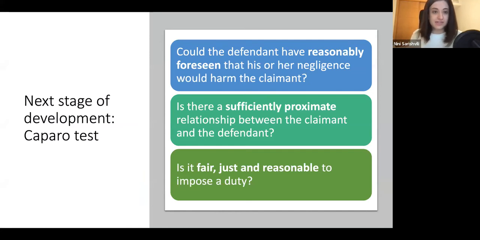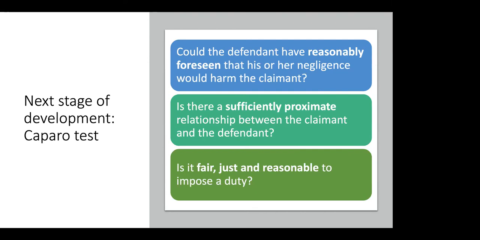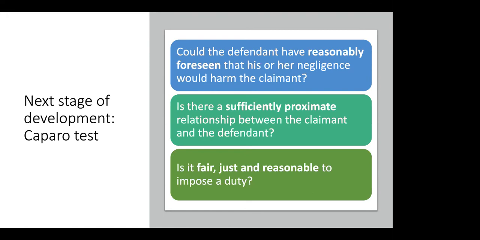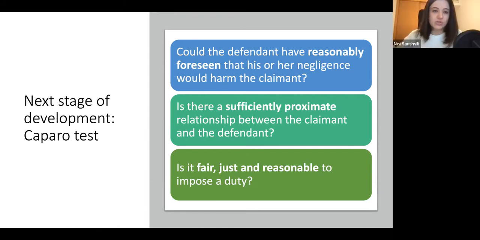The next stage of development of the duty of care test we saw in Caparo. Caparo was the three-stage test applied in order to determine if there was a duty of care. Could the defendant have reasonably foreseen that his or her negligence would harm the claimant? Is there a sufficiently proximate relationship between the claimant and the defendant? And is it fair, just, and reasonable to impose a duty? So as you can see, these were the three questions that had to be answered affirmatively in order for the duty of care to be established.